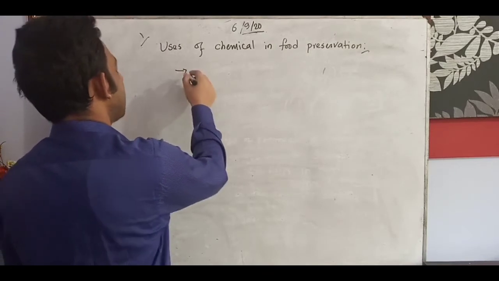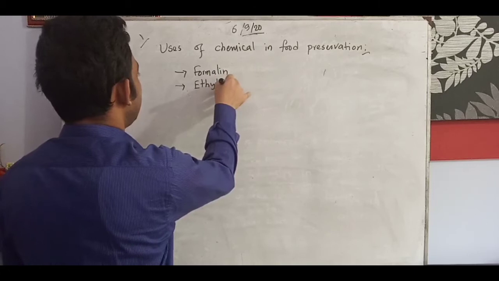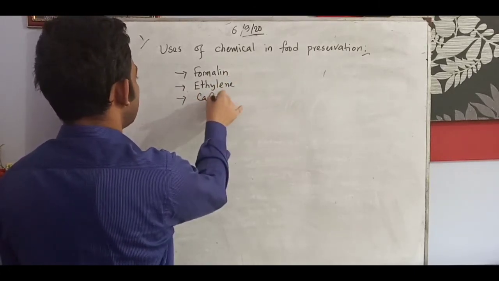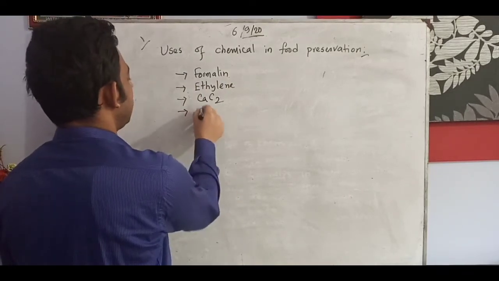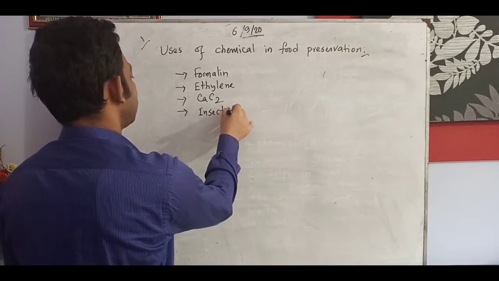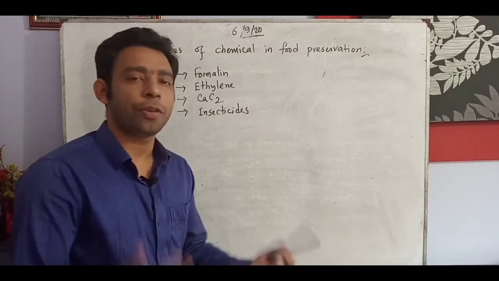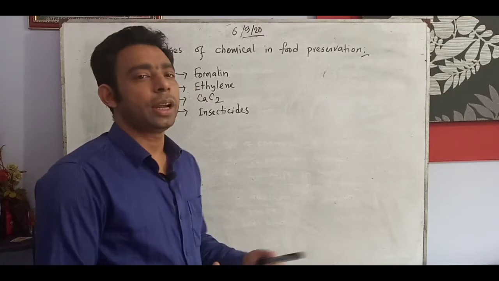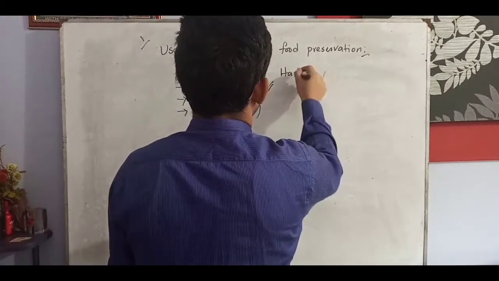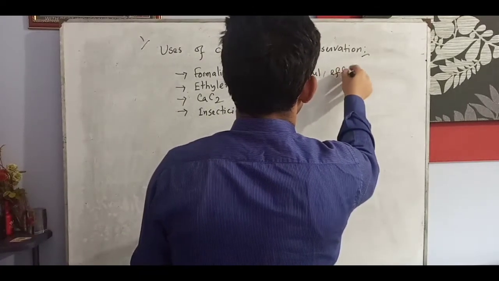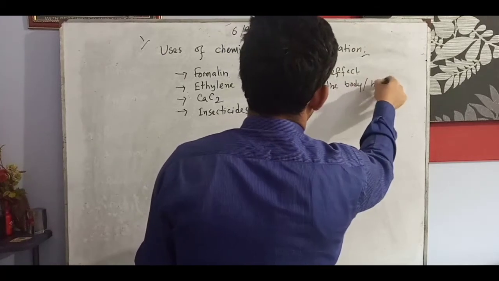If we think about that, some chemicals like formalin, like ethylene, like calcium carbide, and not only these, many of the insecticides are also used. Insecticides, these are chemicals. Many of them, with different names, are used as chemicals for food preservation, and using these types of chemicals has harmful effects. These are the harmful effects, and also risks for the body or health. You can write this one.